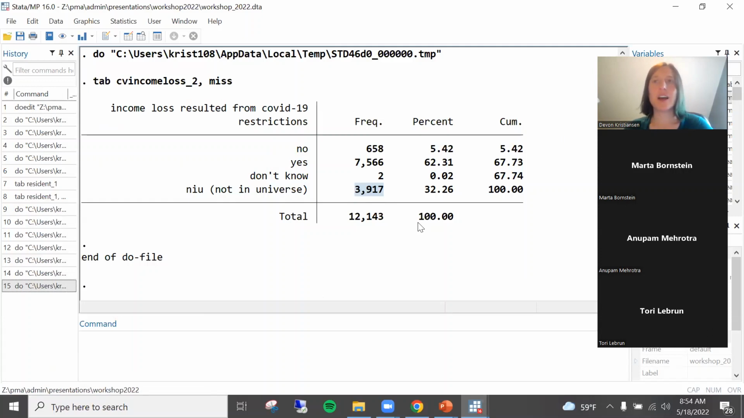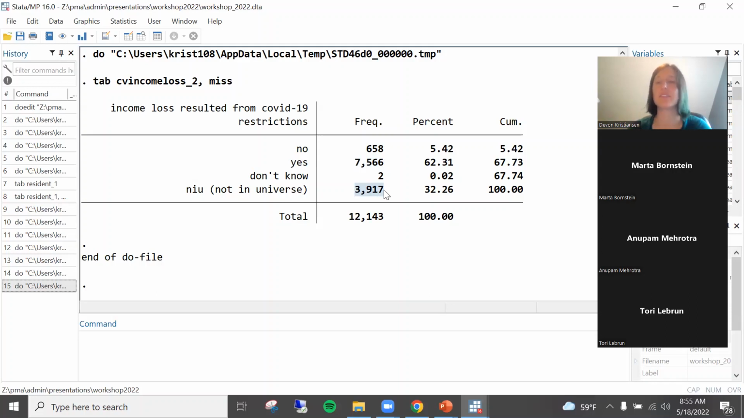So for the purposes of this analysis, what we wanted to do is look at, did the household lose income or not? And then also, was it due to COVID? So we kind of have 3 categories of women here. If CV income loss is no, that means they did lose income, but they said it was not due to COVID. We have women who said their income was impacted and it was due to COVID. And then women who said, my household did not lose income.